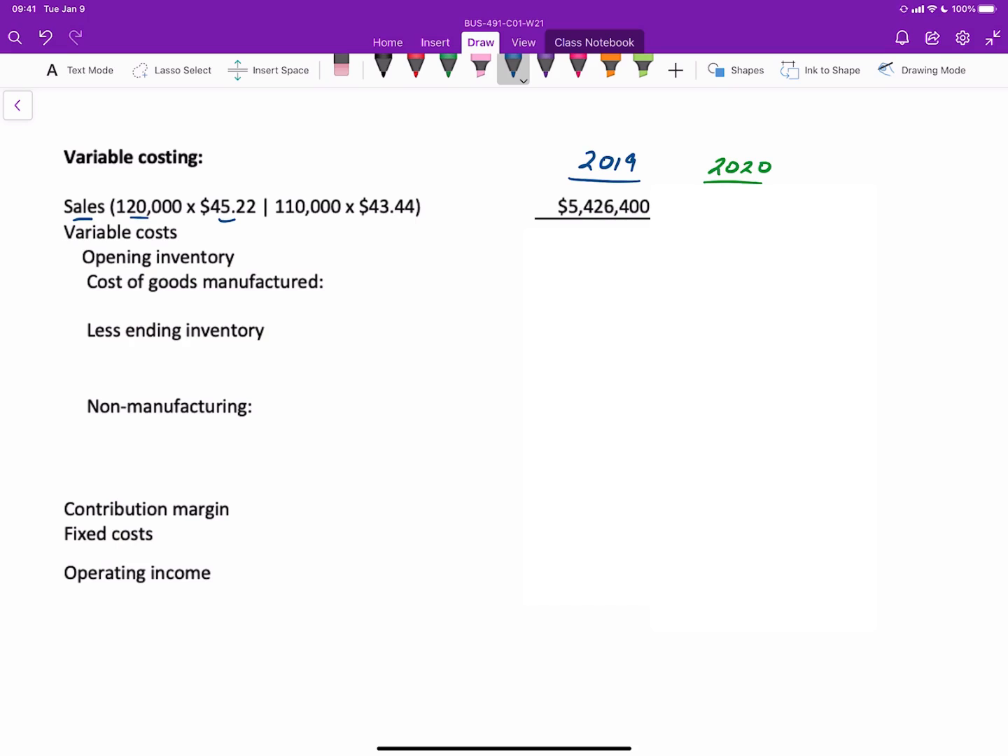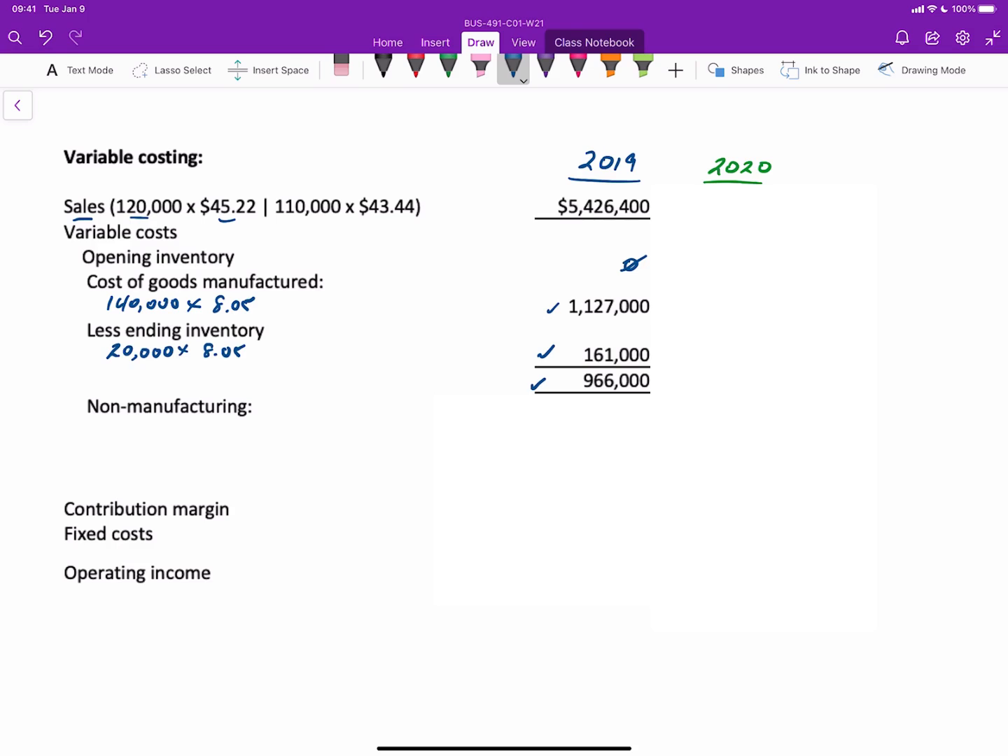Then we look at our variable cost of goods sold section. We start with our opening inventory, which of course is 0 in this example. And then we determine our cost of goods manufactured. Well, the cost of goods manufactured for 2019 is 140,000 units produced times the variable cost rate for variable manufacturing costs of $8.05. Well, that's $1,127,000. And then we subtract the ending inventory. Recall that there's 20,000 units in ending inventory, and we're going to apply our $8.05 rate. So that gives you ending inventory of 161,000. So 0 plus 1,127,000 minus 161,000 gives us our variable cost of goods sold of 966,000.